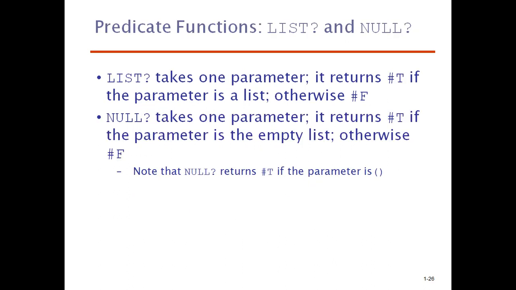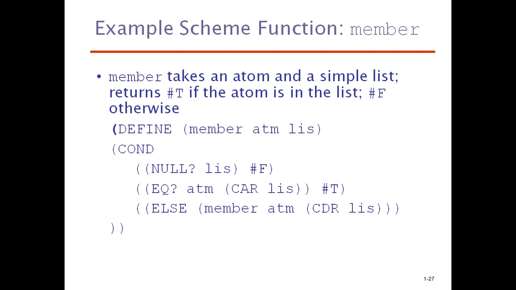Let's consider the example Scheme function member. If you want to define a function member, then you are supposed to use the define keyword, then member. It will act as the function name, ATM and LIS. These two are the arguments to this function member. So this member takes an atom and a simple list. It returns true if the atom is in the list, otherwise it returns false.